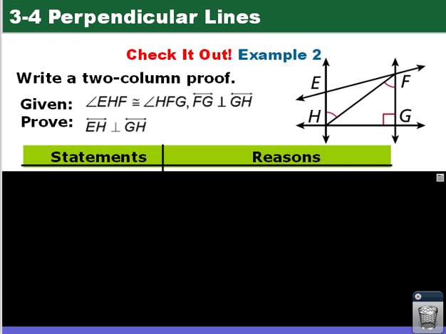Okay, now it's your turn to write a two-column proof. Do the Check It Out for example 2. You're proving the lines will be perpendicular.